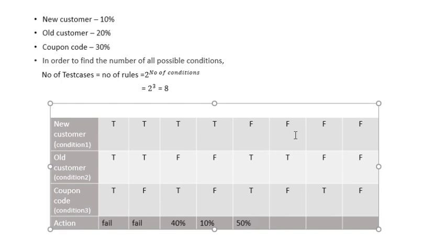Coming to the sixth column, we have only an old customer. So for an old customer we provide 20% discount. And coming to the seventh column, there is no new customer and there is no old customer. Without a customer, there cannot be a coupon code. So this condition is a failure, or else we can do negative testing with this condition. And the last condition is everything is false. So this is also a negative scenario. So like this, we have to create different combinations of inputs.